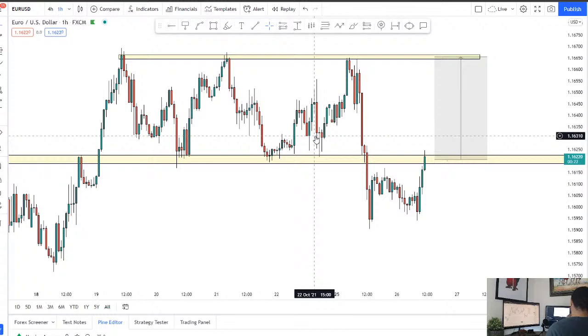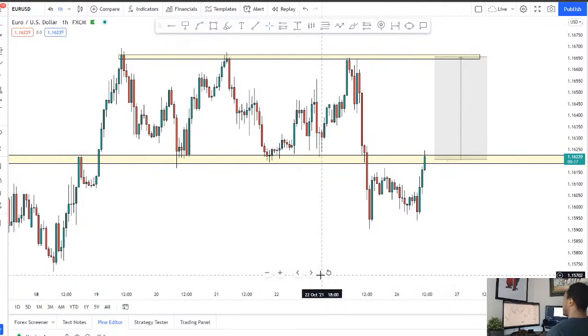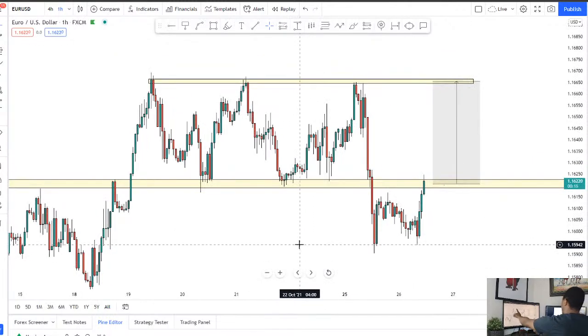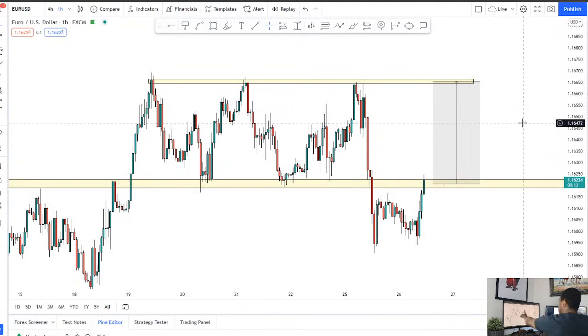Hey Orain, yeah, love to see that. Yeah, Euro USD is top of my watch list, like I said. Looking at a push into 1.16650, which is that level up there.